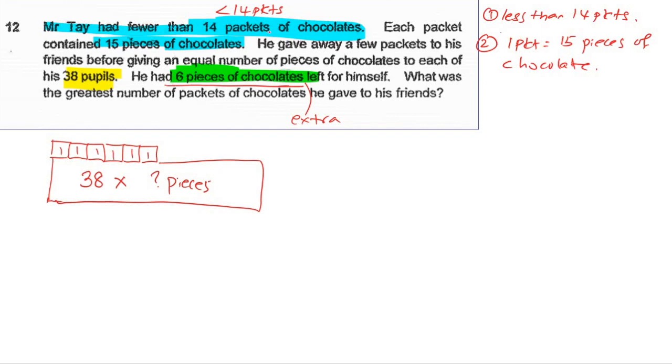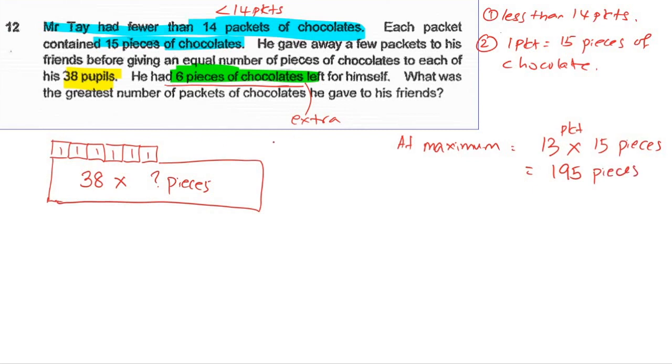It has fewer than 14 packets of chocolates. So at maximum, I can only have 13 packets at most. And each packet will give me 15 pieces. This is packets. At most, I can only have 195 pieces.